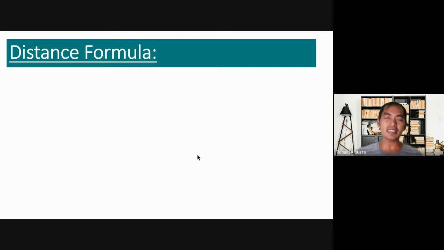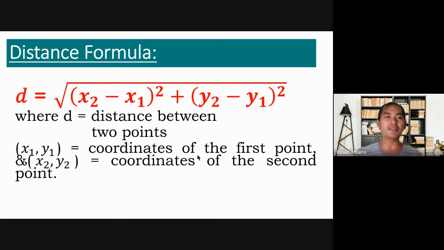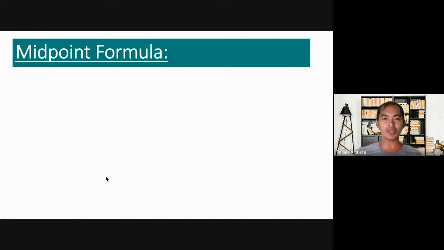Then the distance formula, we have d equals the square root of x sub 2 minus x sub 1 squared plus y sub 2 minus y sub 1 squared, where d is the distance between 2 points, and x sub 1, y sub 1, and x sub 2, y sub 2 are the 2 points or coordinates.